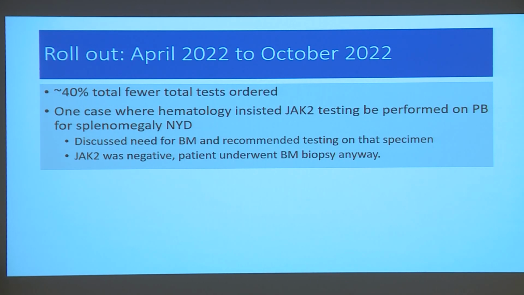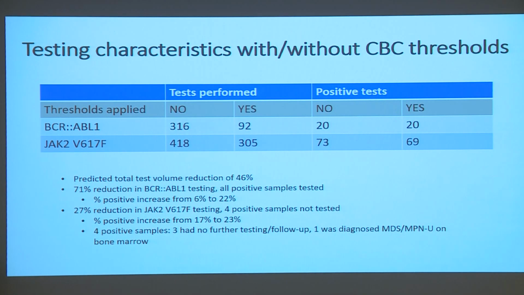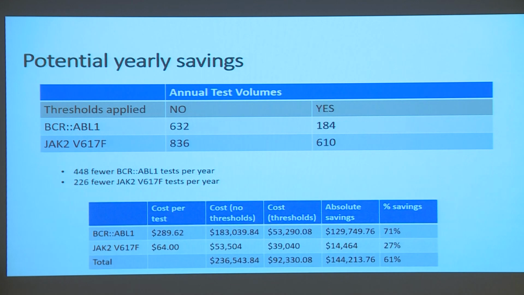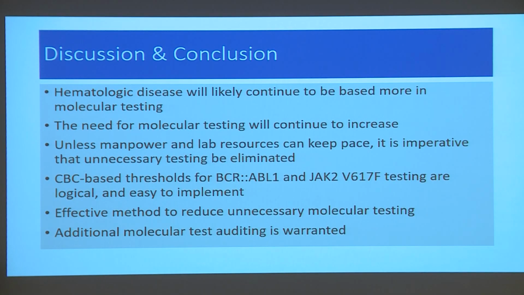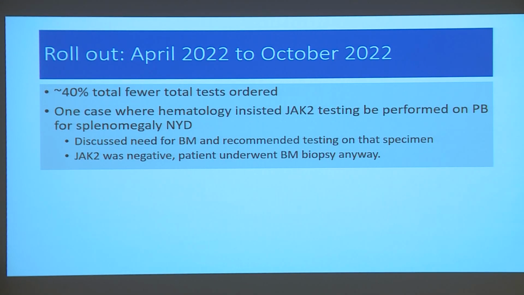We can't unilaterally eliminate everything based on CBC. So I don't have the breakdown of BCR-ABL and JAK2, but just before I left home, I got my lab techs to check. Since we've implemented the memo, 40% fewer total BCR-ABL and JAK2 tests have been done. We predicted a volume reduction of 46%, and what we're seeing so far in the first 6 months is 40%. So pretty close, pretty good.